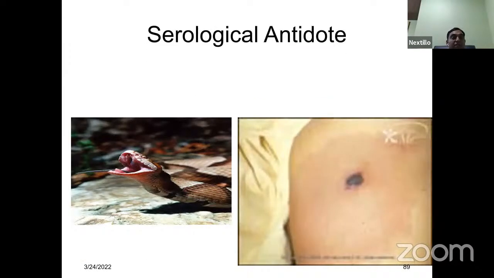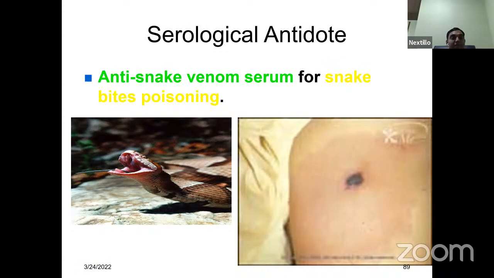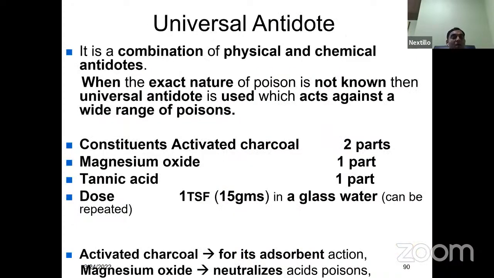Serological antidotes are available for snake bites: anti-snake venom, or the serum for snake bite poisoning. Universal antidote is again a very common terminology. It's a combination of physical and chemical antidotes.